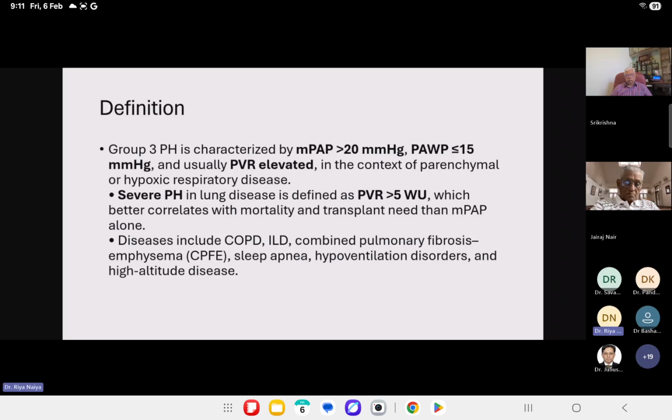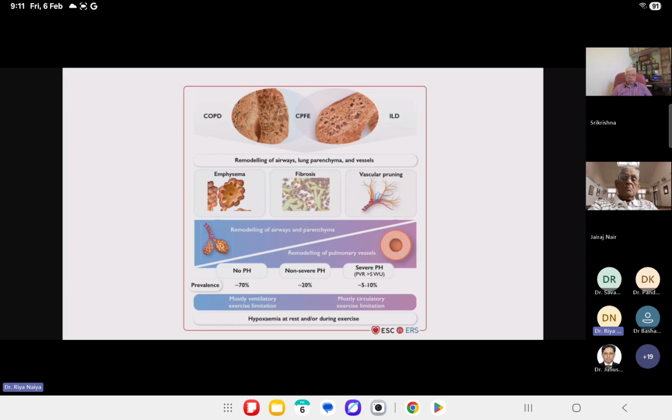This basically shows the progression from a mostly ventilatory related exercise limitation to a circulatory related exercise limitation. From no PH, the patient progresses to having a severe PH because of increased pulmonary vascular resistance beyond 5 Wood units.